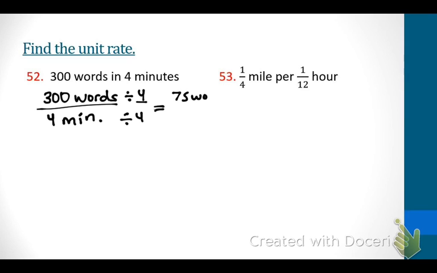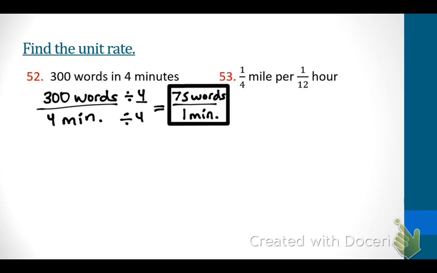Guys, what's 300 words divided by 4? 75 over 1. Okay, so remember with unit rate, you want to make sure you've got units attached. So we've got 75 words per 1 minute. How many of you got that same answer? Okay, I want you to check your next one and see if you and your partner already have the same answer.